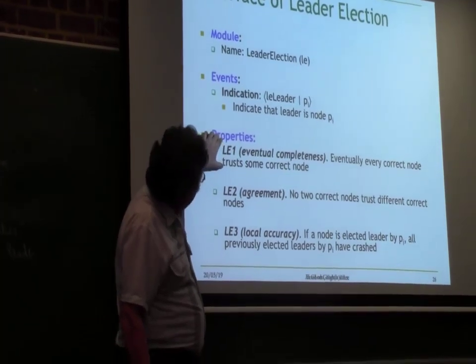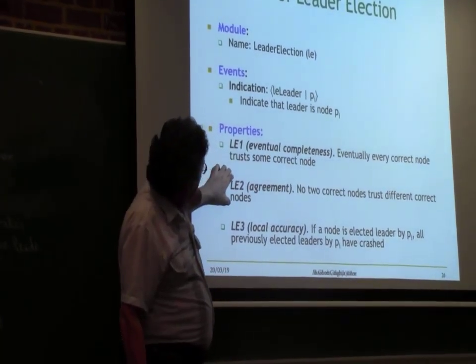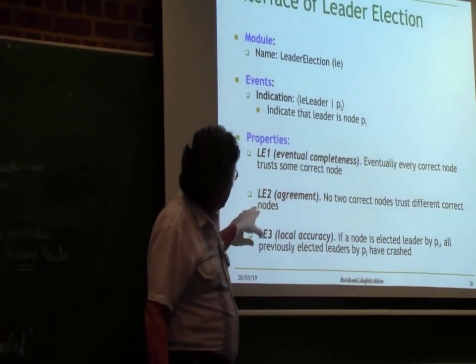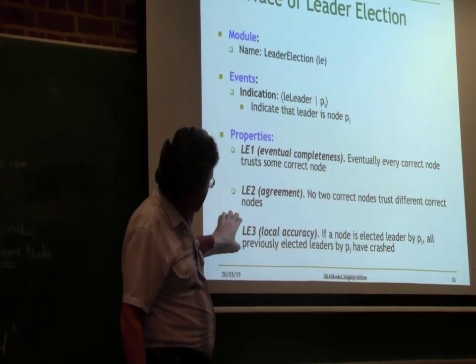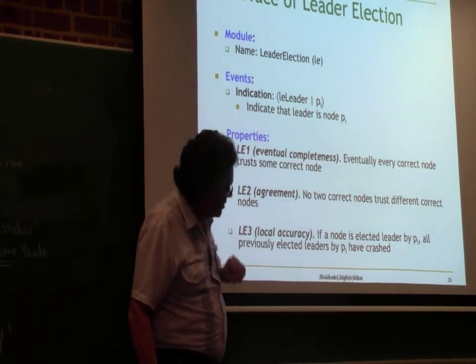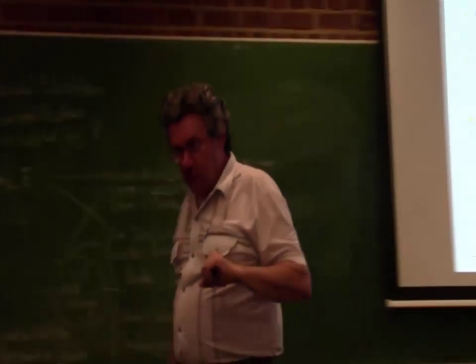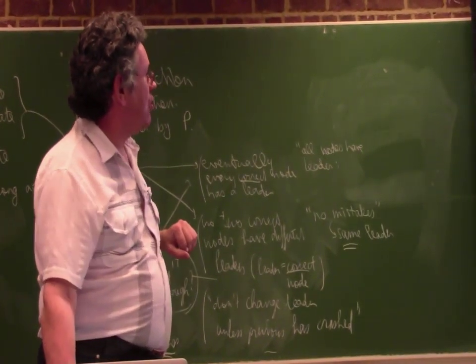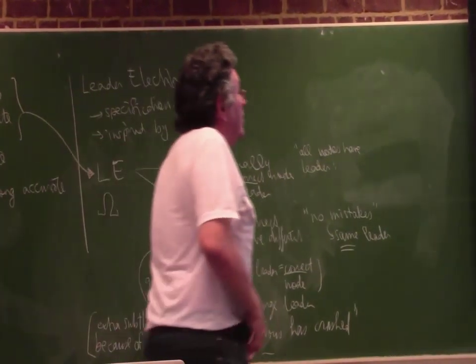So that all nodes have a leader, that two different nodes will always have different leaders, correct nodes. And here, no flip-flopping, okay? You can only change leader if the previous ones have crashed. And then you can write the code for that. And the simplest way, I'll show you, it's very simple code.